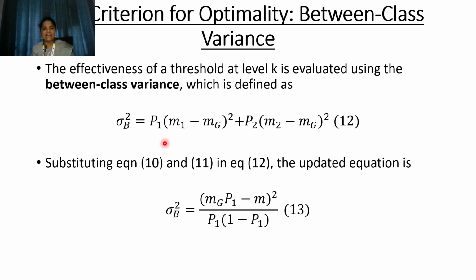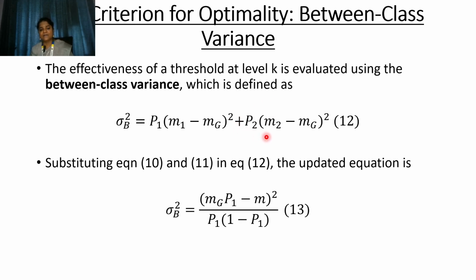So finally, we have arrived at the most important stage, the criterion for optimality. What is it that we have to calculate to choose the optimum threshold in Otsu's method? Between class variance. So what is the formula for the between class variance? Sigma b squared is equal to P1 into (M1 minus Mg) the whole square plus P2 into (M2 minus Mg) the whole square. So we already have formulas derived for M1, M2, P1 and P2.